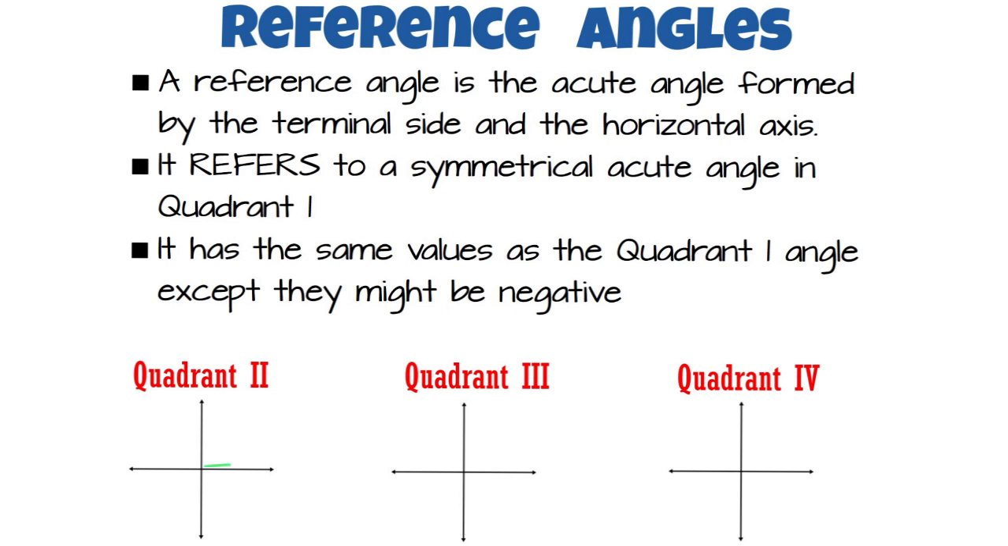So maybe the angle looks something like this. It's out here, and maybe it's a quadrant 2 angle, so maybe it's right there. So this is your angle. The reference angle would be the acute angle that's formed with the x-axis and the terminal side. So here is the terminal side, and here is the x-axis.